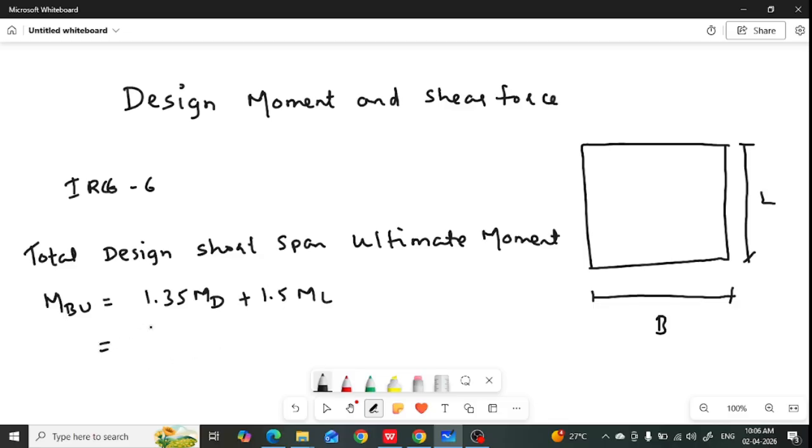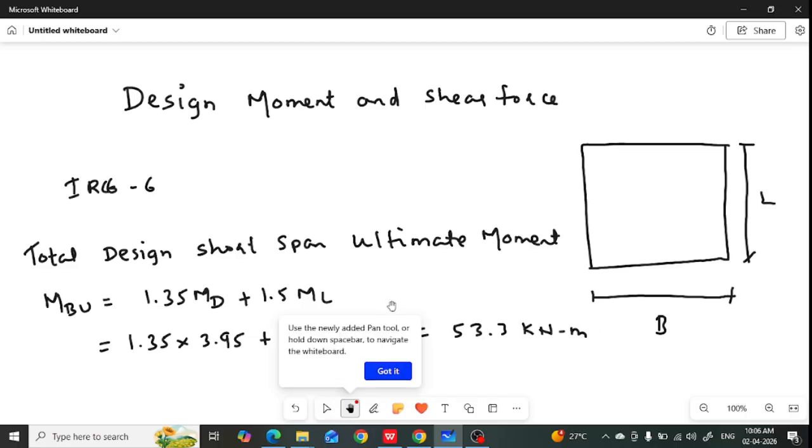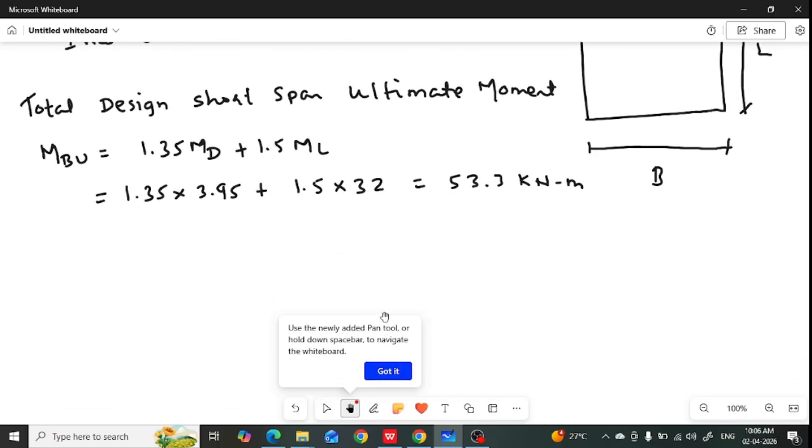Okay, so I will just substitute the values we have calculated. 1.35 into MD is 3.95 plus 1.5 into 32. So you're getting it as 53.3 kilonewton meter. Okay. Similarly, we need to find the design ultimate moment with regards to the longer span.